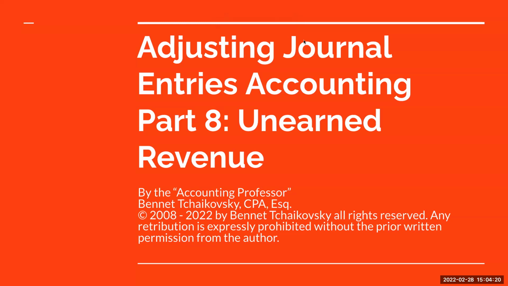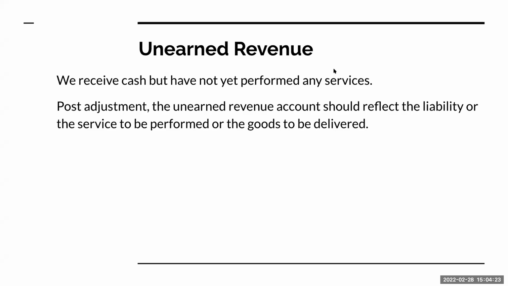We're going to be adjusting unearned revenue today. So what is unearned revenue? We've received cash, but we have not yet performed any services. Unearned revenue is a liability, right? And it's going to reflect our future service obligations.